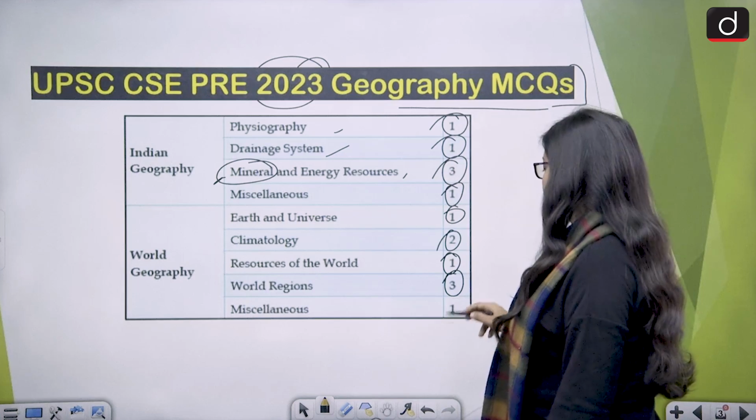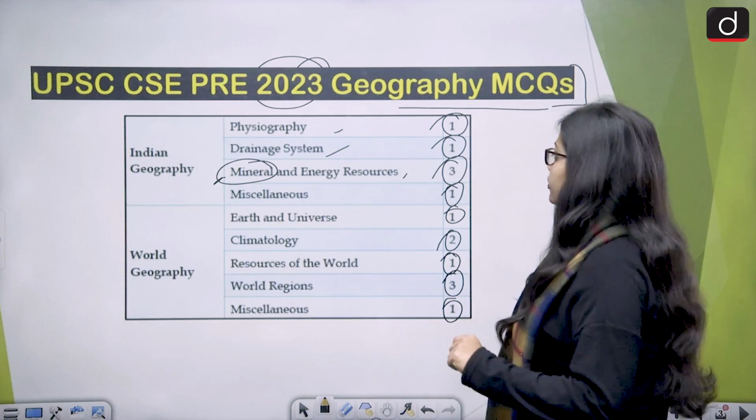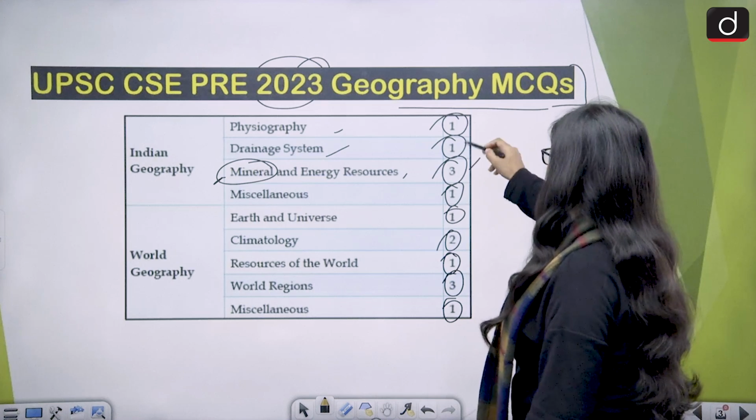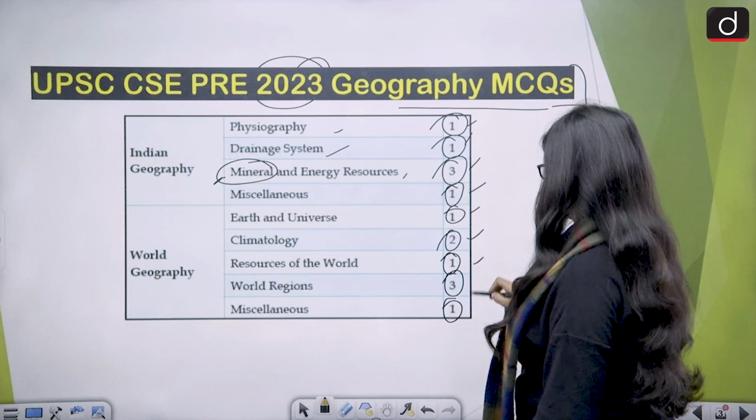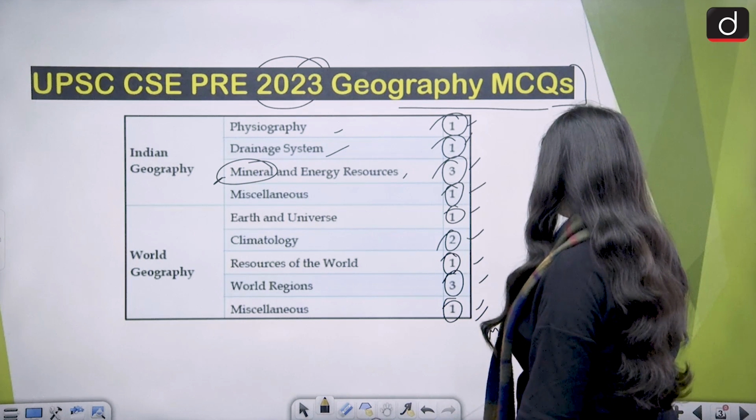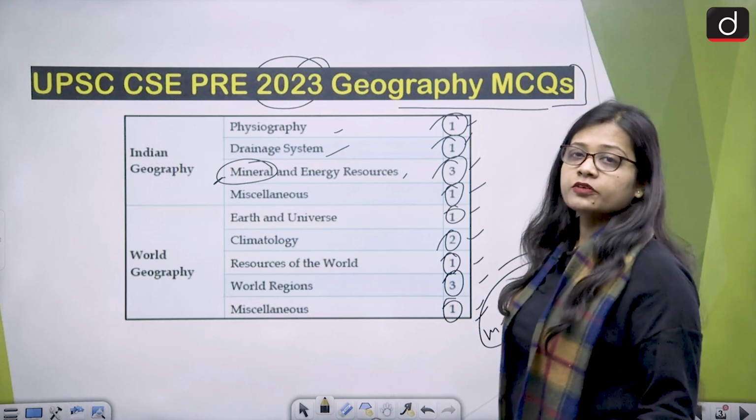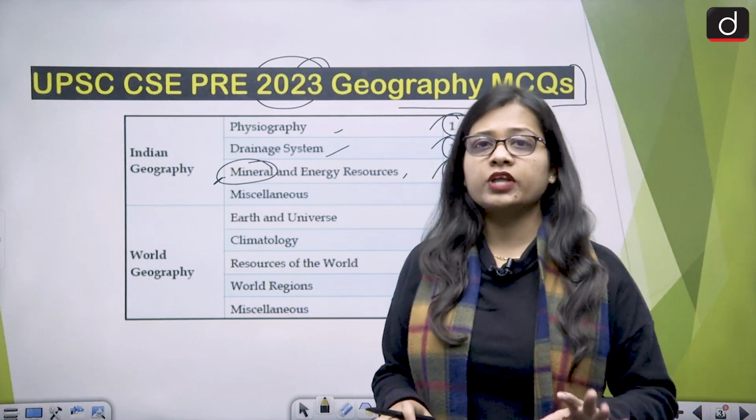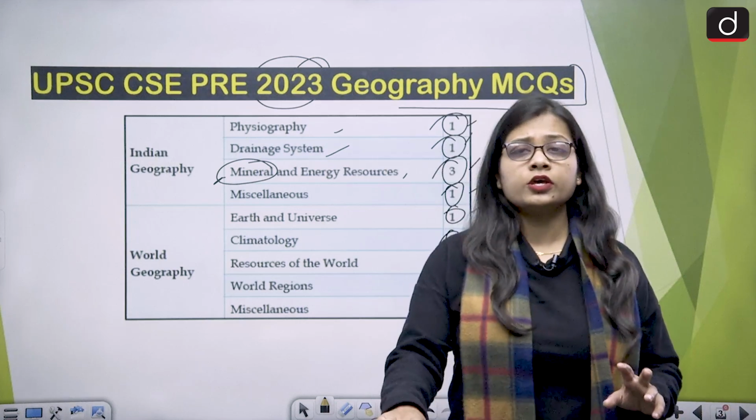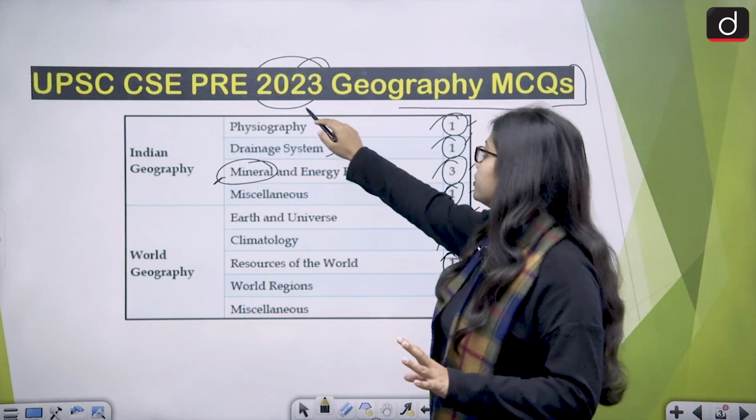Then coming to world geography, earth and universe 1 question, climatology 2, resources of the world 1, world regions 3, and miscellaneous 1. So in total, in Indian geography and world geography there were around 14 to 15 questions. And if we see the average for geography, that is also around 9 to 11 questions. So this is about the 2023 weightage.